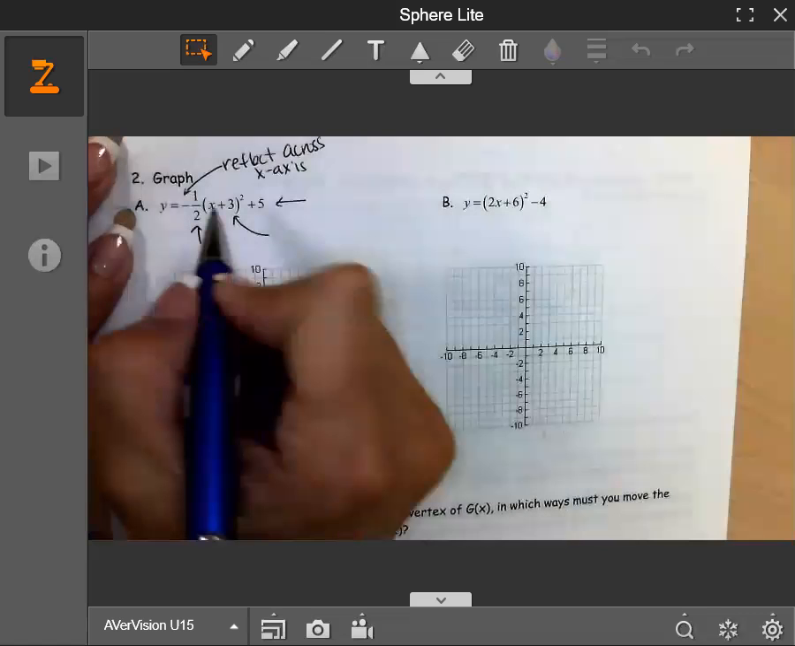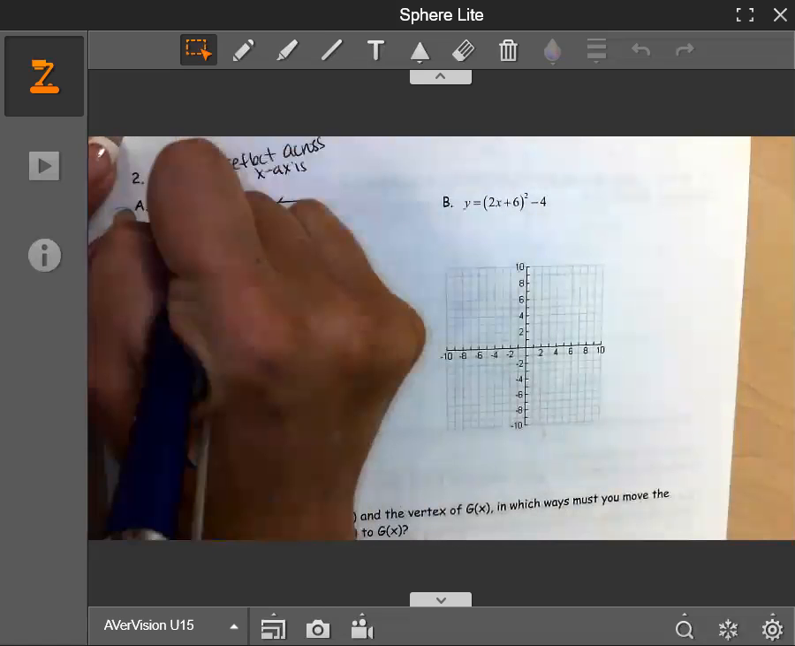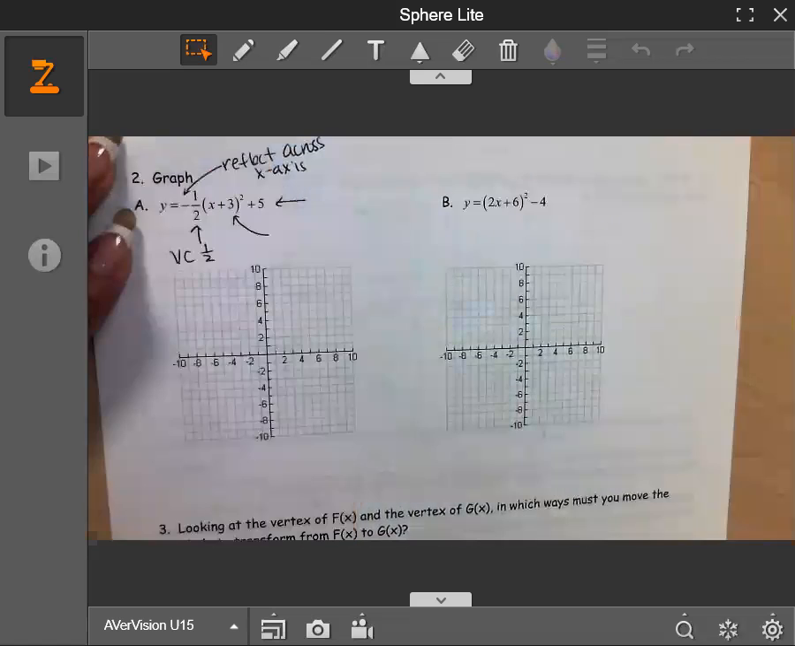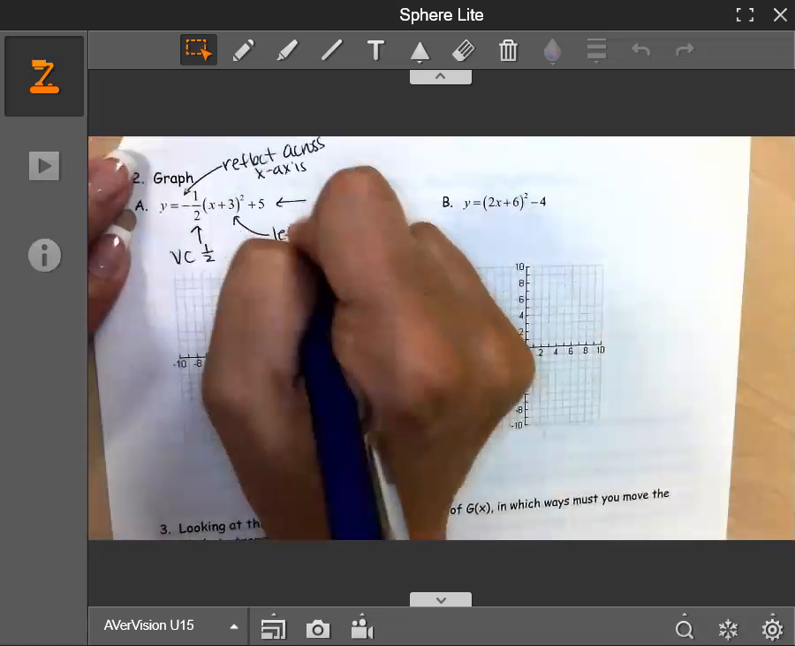This 1/2, that's the a value again because it's outside of the operation. That would be a vertical compression by 1/2. And then the x plus 3, that is left 3. And then the plus 5 is up 5.